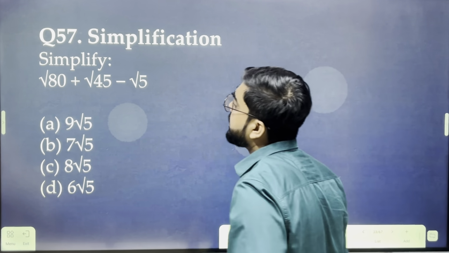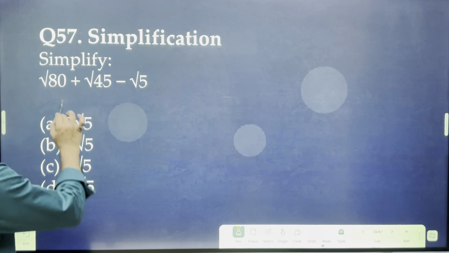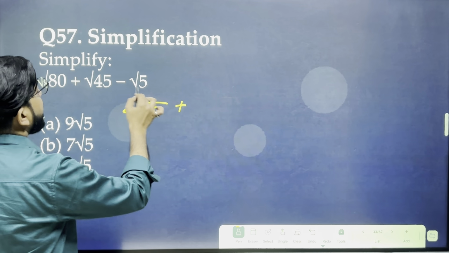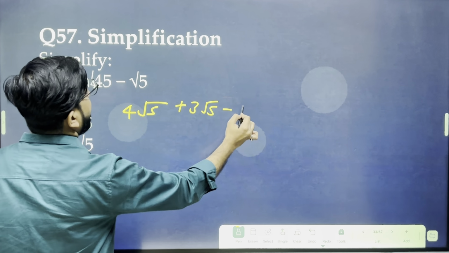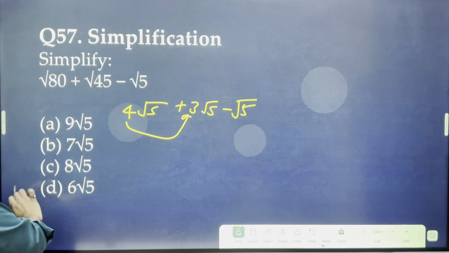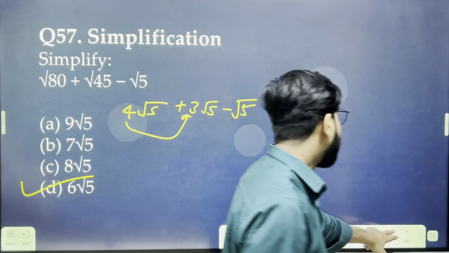That's an easy question. 16 into 5. So 16 into 5 means 4 root 5 plus 9 into 5 means 3 root 5 minus root 5. So 4 plus 3, 7 minus 1, 6 root 5. Option number D. Next question.